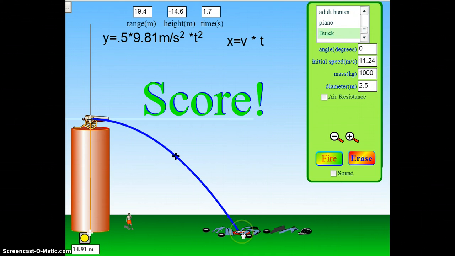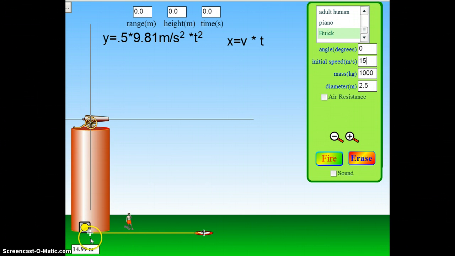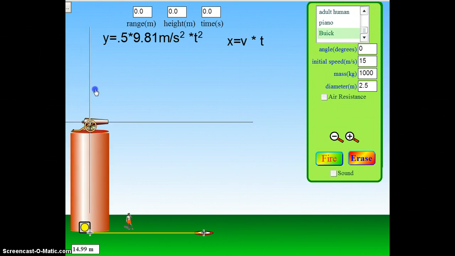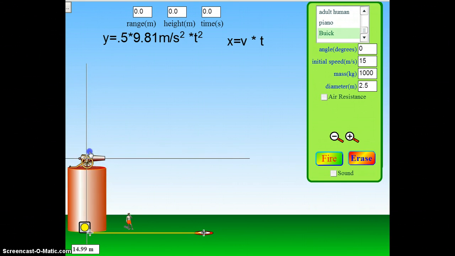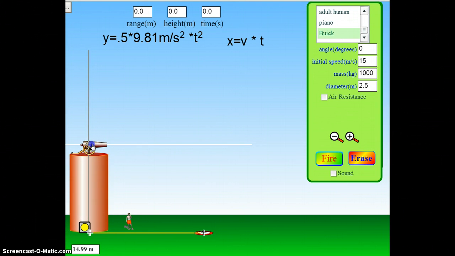Next problem. Now, our target is at 15 meters. We're going to shoot our shot at 15 meters per second. Given these two things, the horizontal distance and the initial velocity, how high up must our cannon be in order to strike the target at that location? So there's your calculation. You need to figure out how high up. I'll give you a second to do those calculations. How high up? Go.